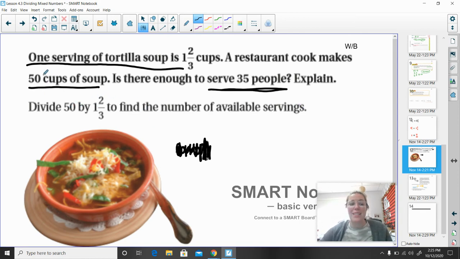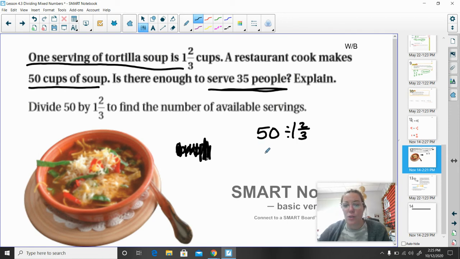Okay, we know this because he has 50 cups of soup and he needs to divide them into bowls with 1 2/3 cups in each bowl. So we want to know, will he have enough for 35 people? So he's got 50 and he's dividing it by 1 2/3. So go ahead and pause that and try it and see, does he have enough for 35 people?